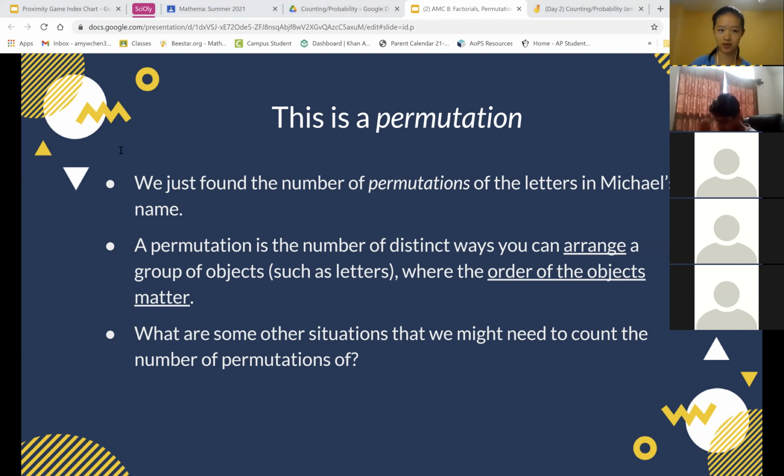How about a bookshelf of books and you want to order them and place them in a certain order? Yeah, so basically, this is just a lot of permutation.